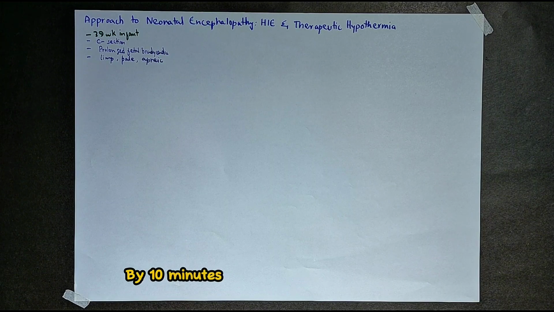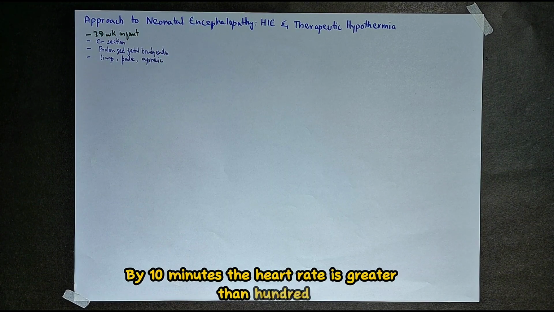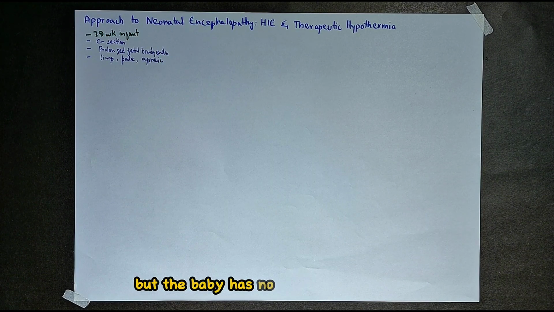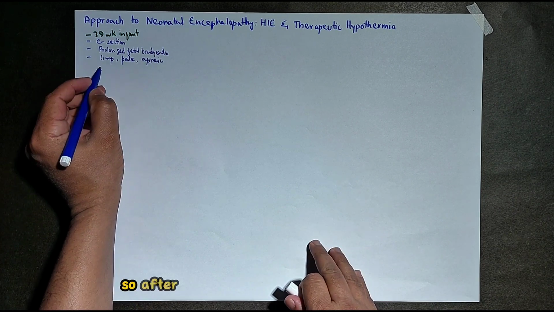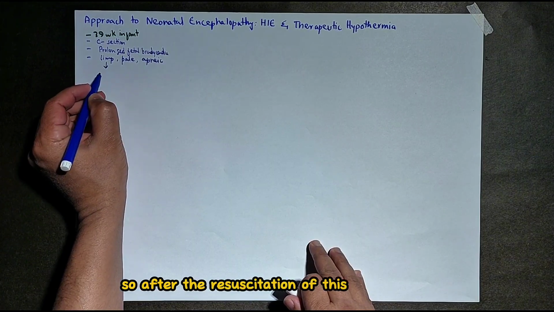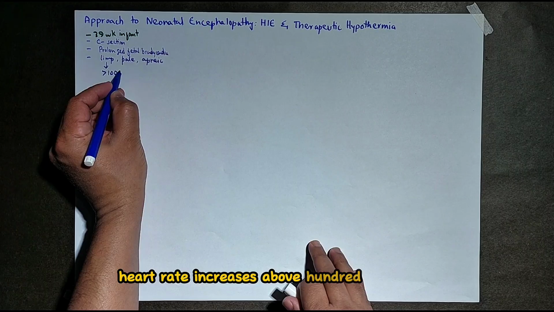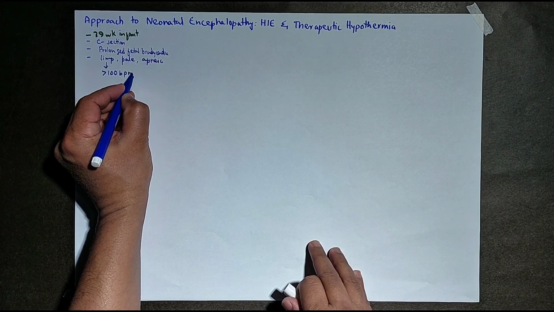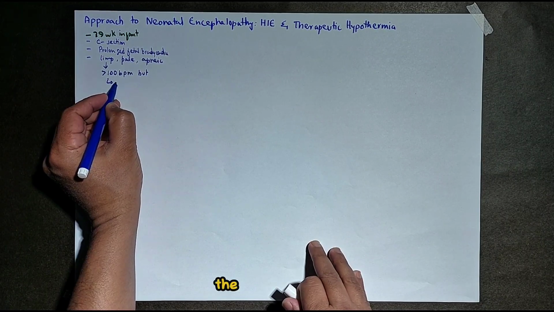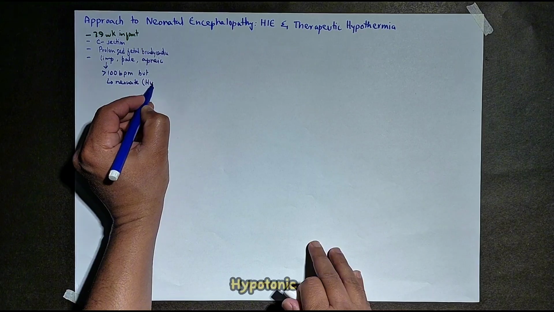By 10 minutes, the heart rate is greater than 100, but the baby has no respiratory drive and is completely hypotonic. So, after the resuscitation of this neonate, heart rate increases above 100 beats per minute, but the neonate is hypotonic.